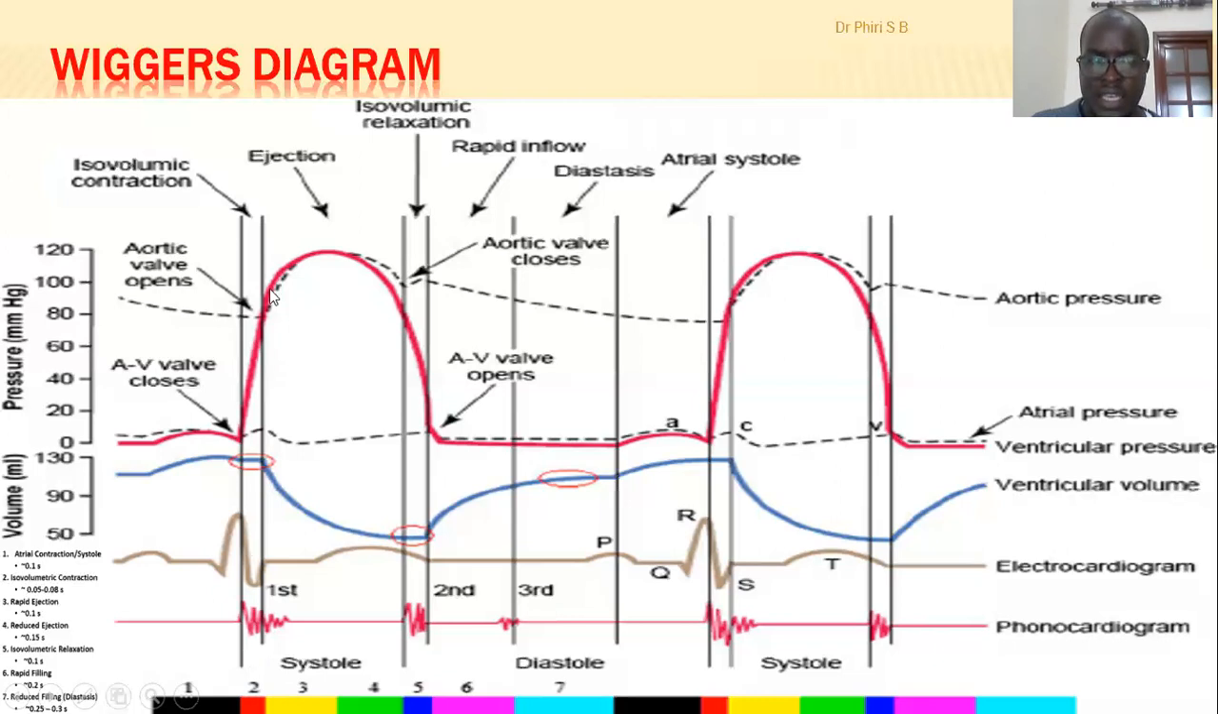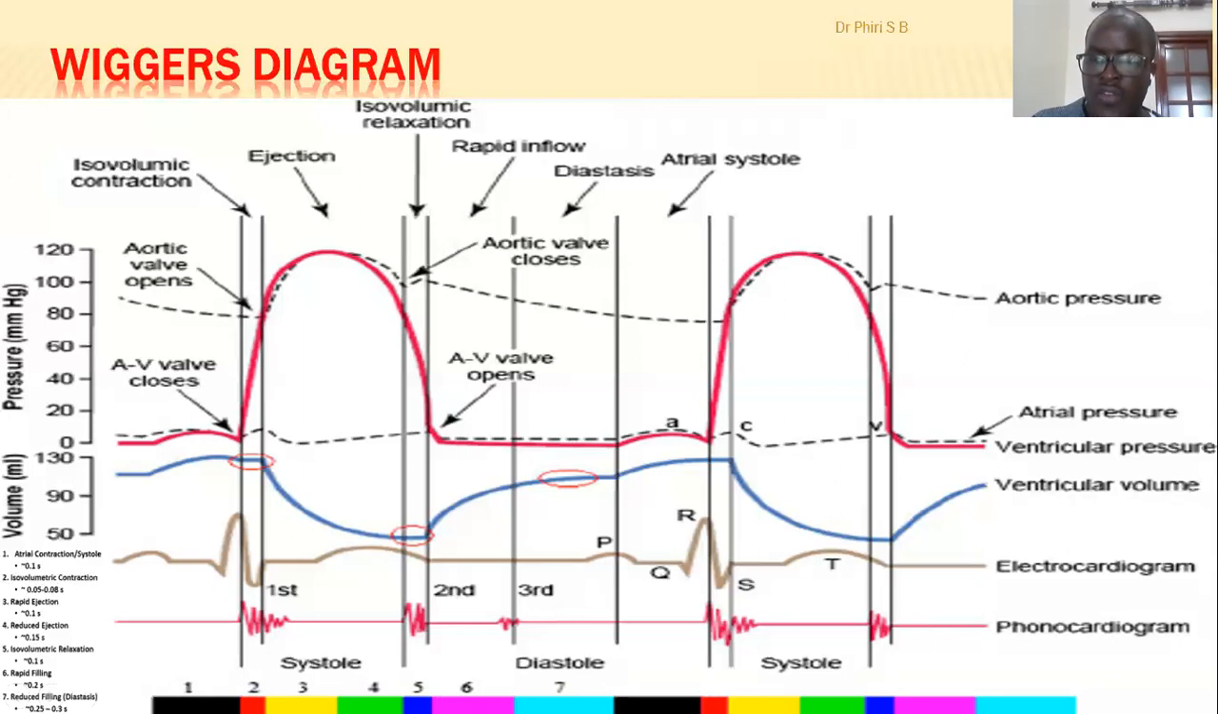You can see here that the ventricular pressure is increasing. As the ventricular pressure increases, it becomes higher than the atrial pressure. That results in the closing of the AV valves. So the AV valves are going to close here. And as the AV valves close, you get the first heart sound.